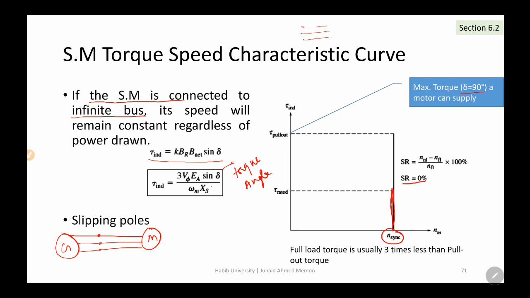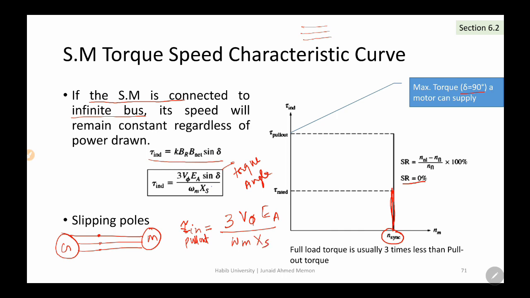That phenomenon will again be observed, which I showed you in the animation: as you increase the load beyond the pull-out torque, the rotor will vibrate, because the rotor's magnetic field will not be able to catch up with the stator's magnetic field. That phenomenon is called slipping poles. We said that the pull-out torque is induced when delta is equal to 90 degrees. It means this is equal to 3 V phase E_A divided by omega_m X_S.